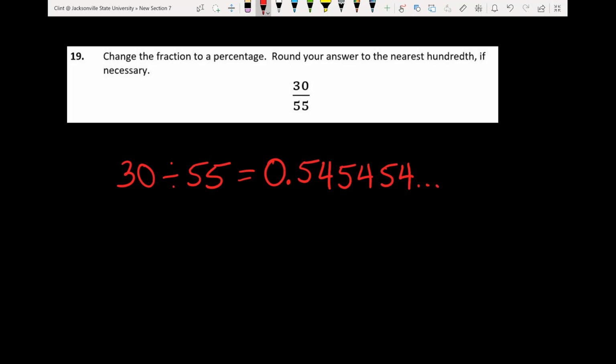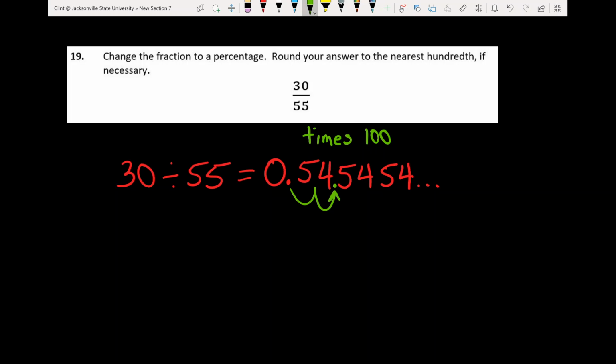We're getting 0.545454, and it repeats. Okay, so that's the decimal, but that's not what we want for our answer. We want a percentage. To change this to a percentage, you can think about doing times 100. Percent means divided by 100, so to change it to a percentage we'll multiply it by 100. Or a lot of people like to just think about moving the decimal. Multiplying by 100 is the same thing as moving the decimal place 2 times to the right.